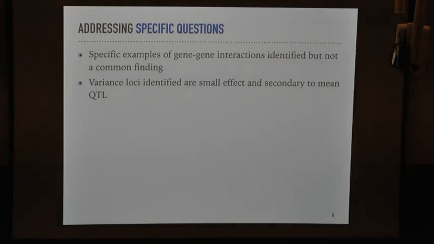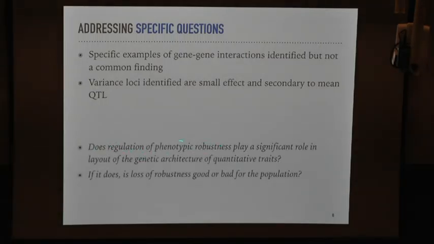So the confusion was whether variance QTLs are just something that we would detect when we do variance mapping, or whether they really do have a specific role to play. So the question we wanted to ask was: does regulation of phenotypic robustness play a significant role in the genetic architecture of quantitative traits, and is loss of robustness good or bad for the population? If a population is robust, like it's buffered, and suddenly there is a loss of robustness, does it always lead to an advantage, or is it a disadvantage? And what is the actual scenario?